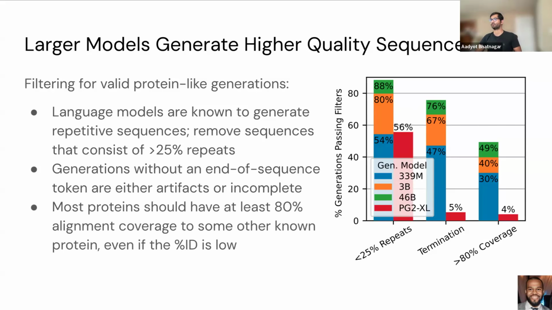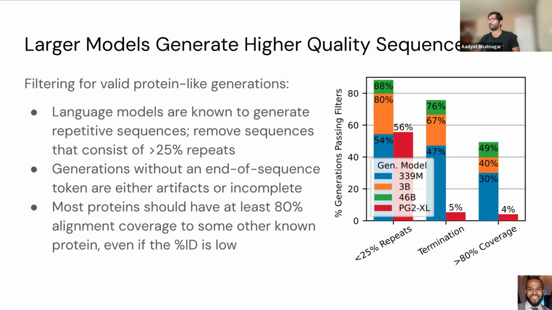And across the board for the ProGen3 models, we find that the larger models have more sequences that pass each of these filters. And it's especially notable that ProGen3 46 billion generates far fewer repeats than ProGen3 339 million, suggesting that's a major improvement.